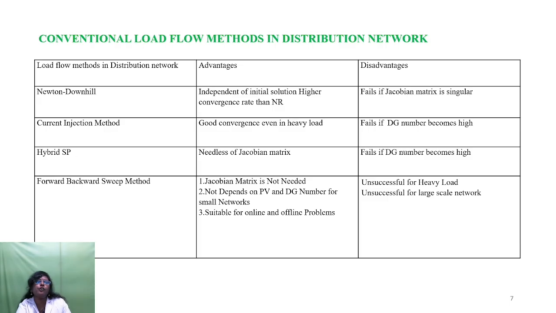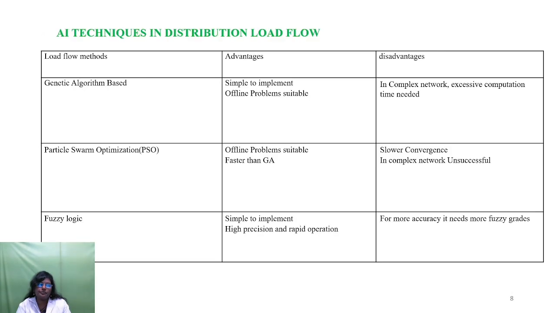So these are the 4 conventional load flow methods available on the distribution side: Newton downhill, current injection, hybrid superposition, and forward backward sweep method. While on the transmission side, the 3 methods are Gauss-Seidel, Newton-Raphson, and fast decoupled load flow method, the FDLF method.